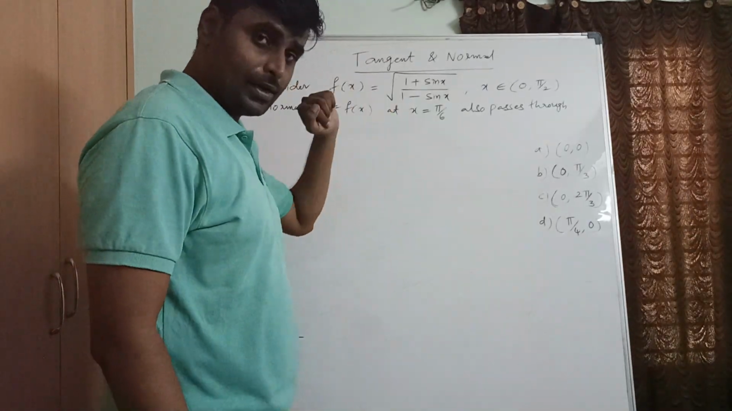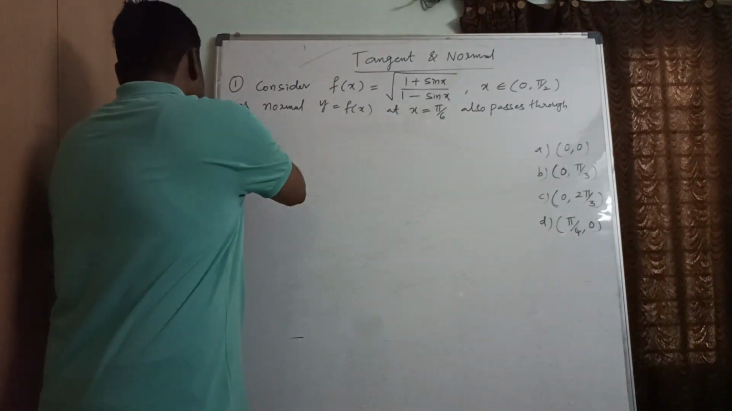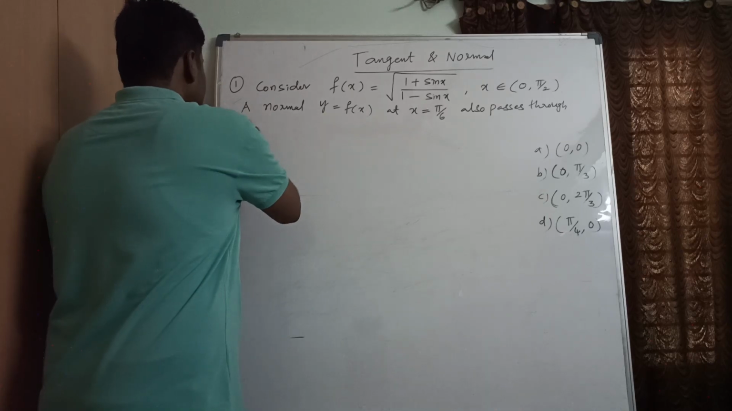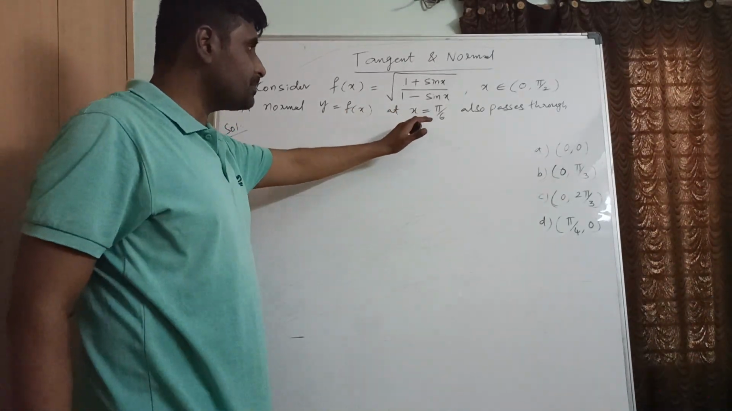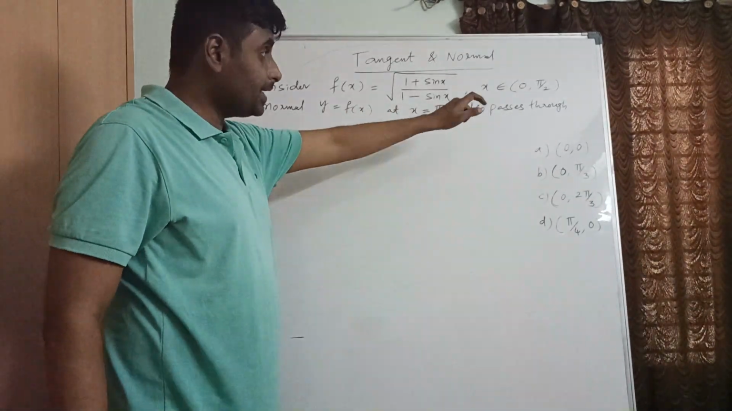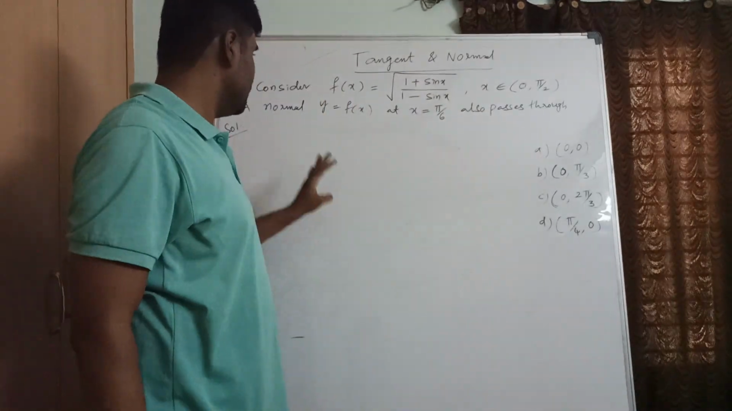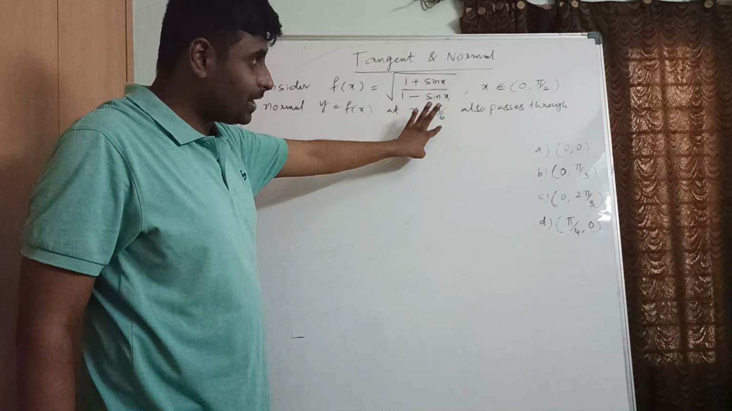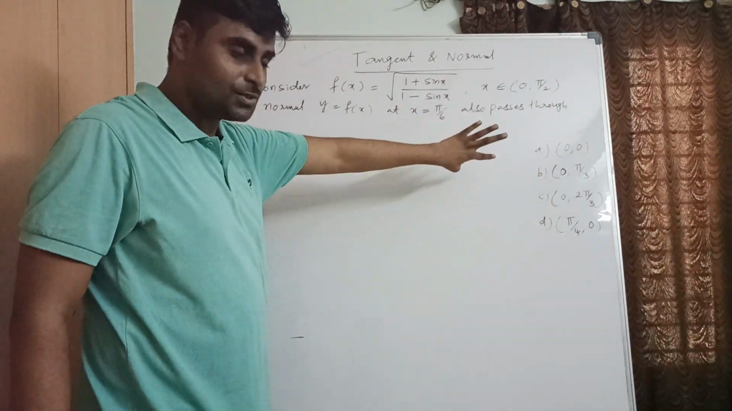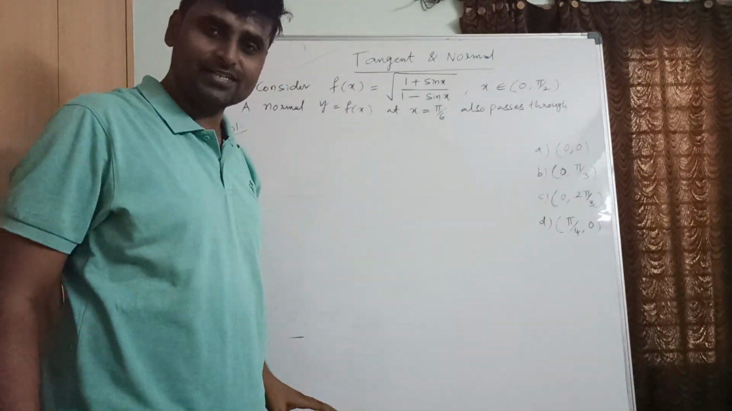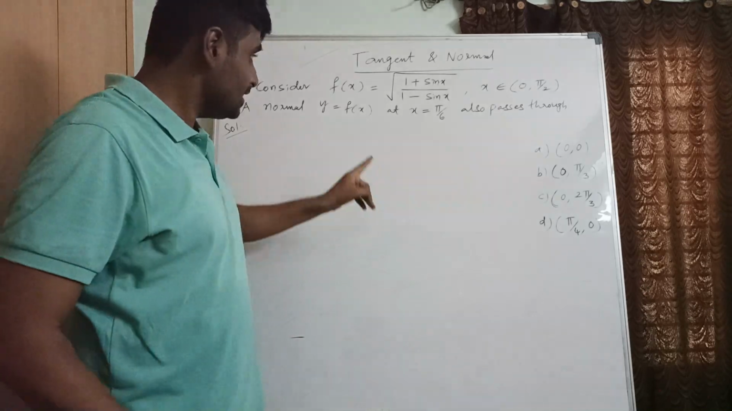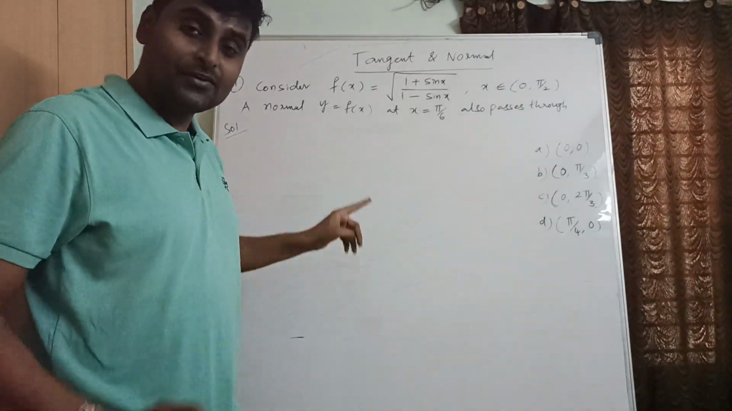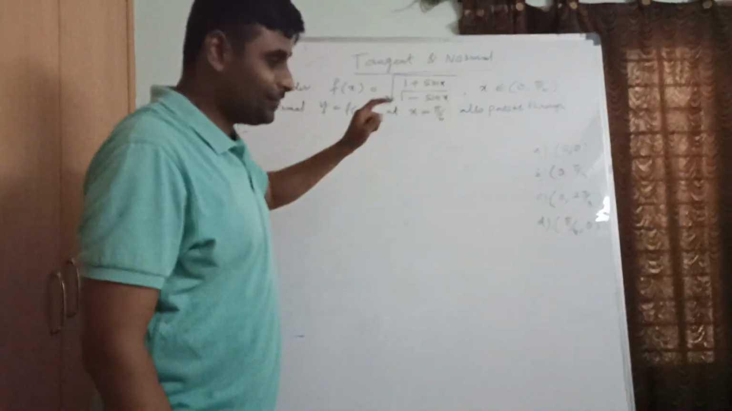Right, now have a look at that. Consider f of x equals root of (1 plus sin x) by (1 minus sin x), where x belongs to 0 to pi by 2. A normal to y equals f of x at x equals pi by 6 also passes through which of the following points, we are going to find out. So clearly we can understand that we are going to find the normal for this.